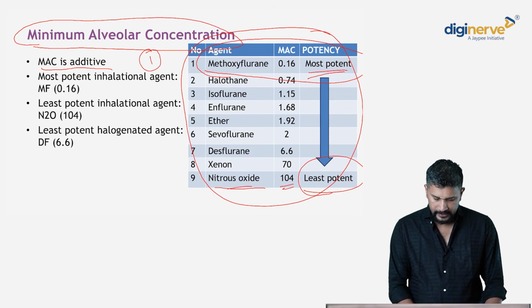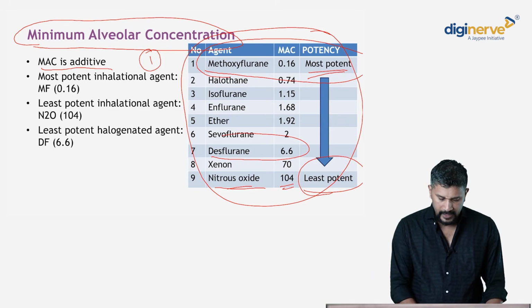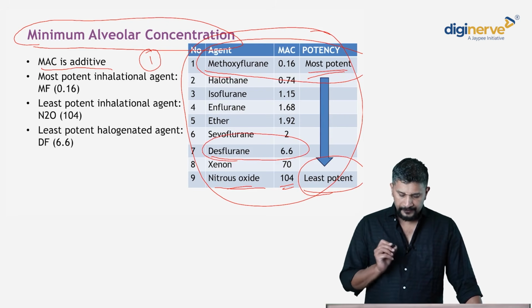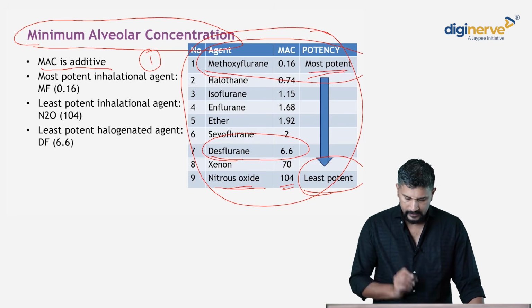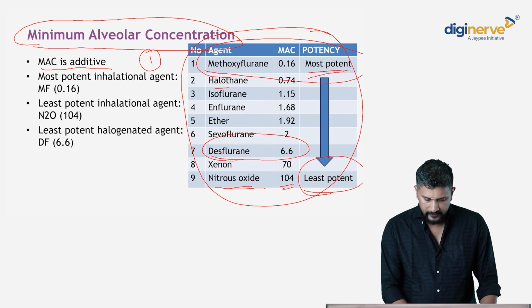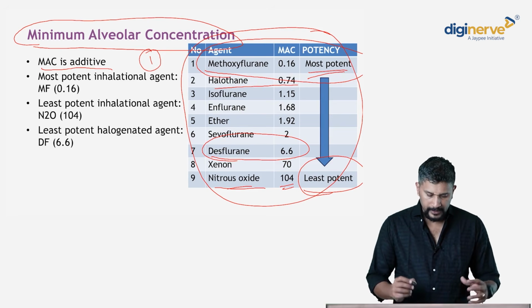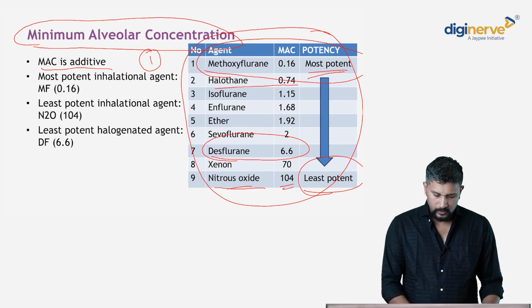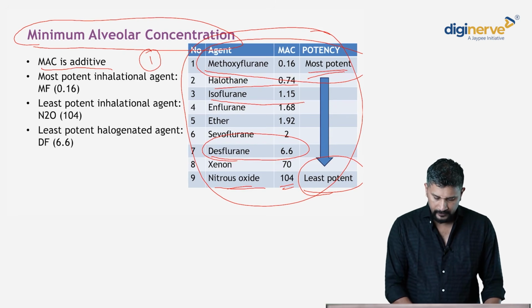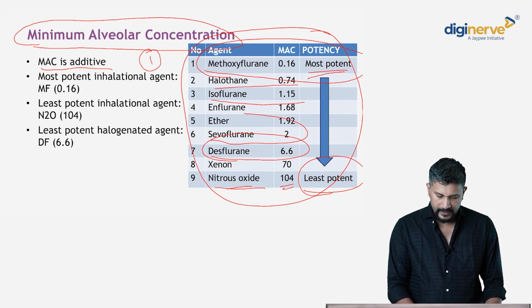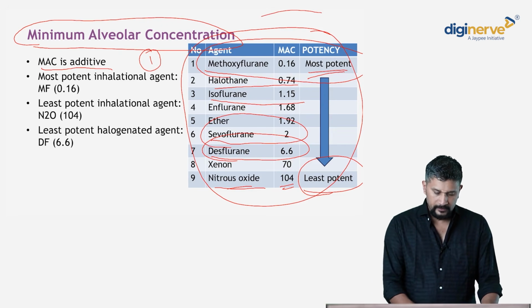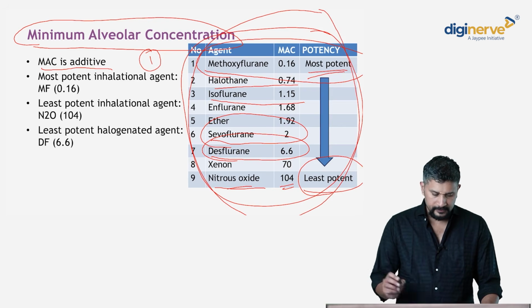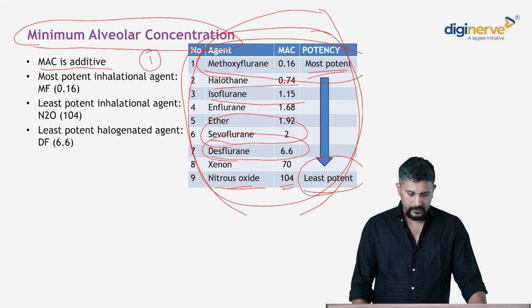Amongst the fluorinated agents, you have desflurane with a MAC value of 6.6, which is the least potent fluorinated volatile anesthetic agent available. Halothane has a MAC value of 0.74. Again, it becomes more potent because of this. Isoflurane has a MAC value of 1.15. Sevoflurane has a MAC value of 2. So these are values you need to commit to memory. Please don't underestimate this because it is often asked in your exams.